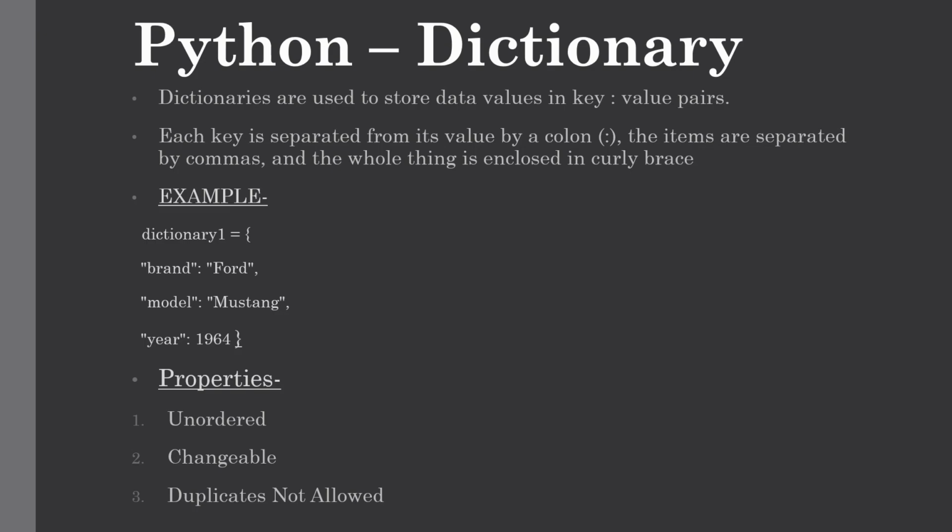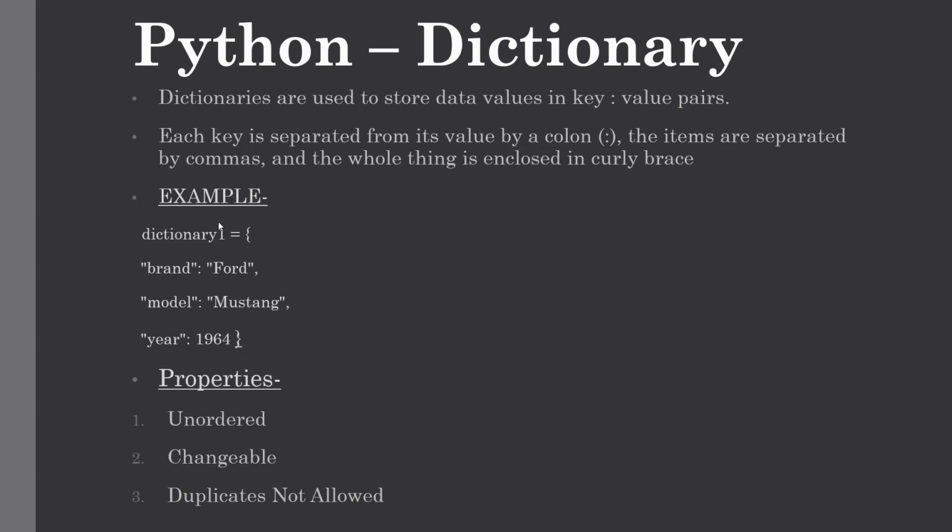The keys are unique within a dictionary, while the values may not be. They can be different. The values of a dictionary can be of any type, but the key must be of an immutable data type such as strings, numbers or tuples. These data types we have already covered in our previous lectures.